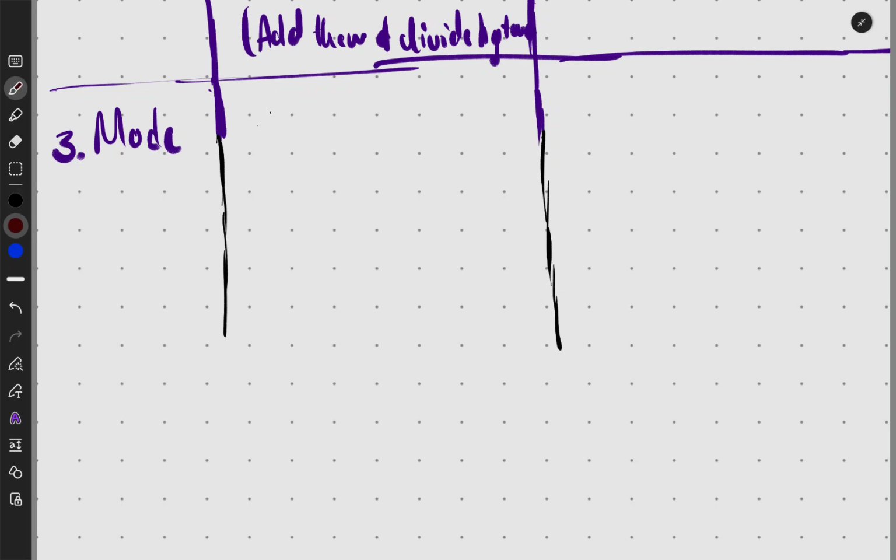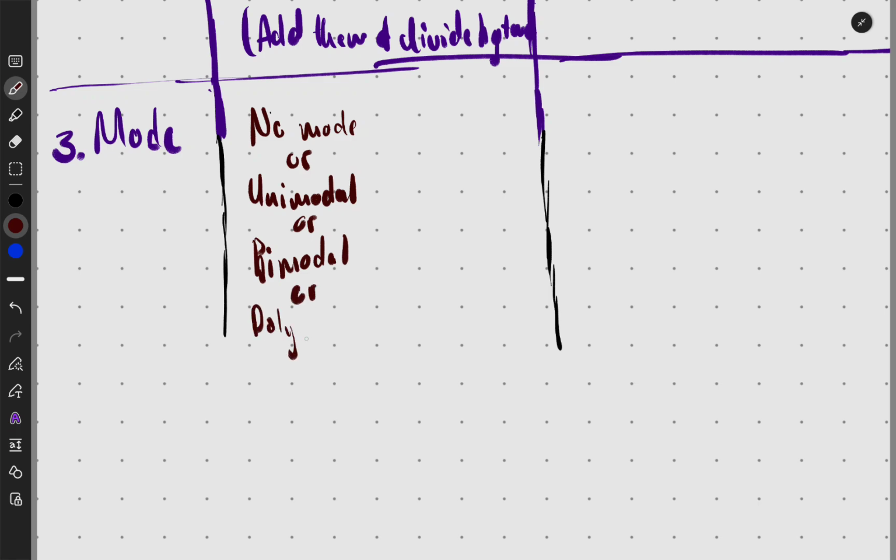So for mode, you can have no mode, like here, or you can have something which is unimodal, which is for 1. Then we can have bimodal for 2, or polymodal, where you have many modes, even more than 2. But there is no calculation for this for ungrouped data.